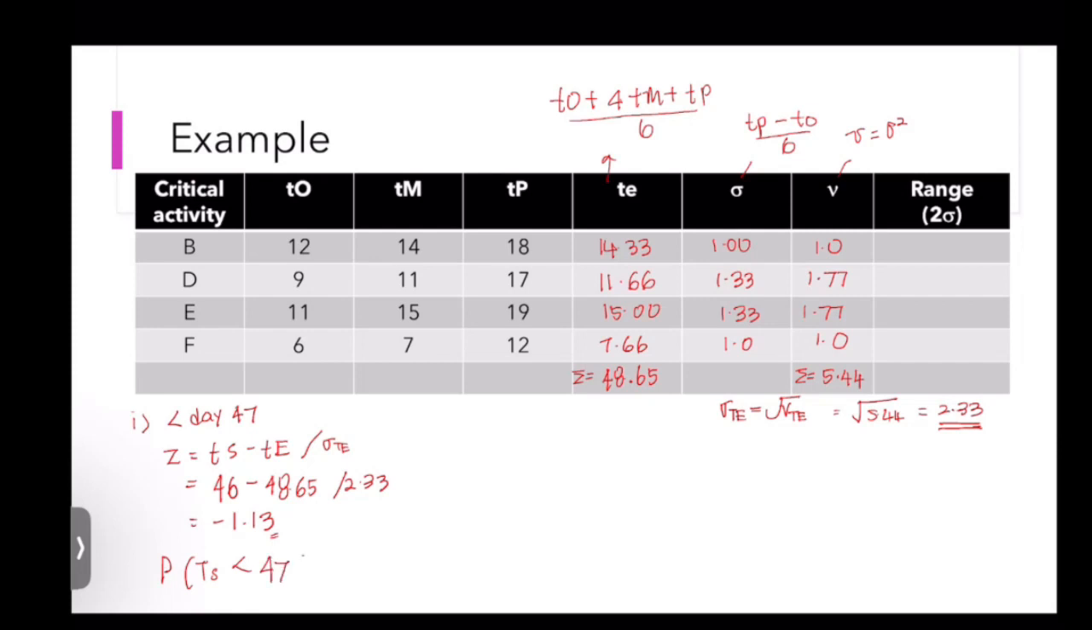47 days is 1 minus 0.8708 equal to 0.1292, which is the probability is 12.92%. That is for the first question. And then for the second question, probability the project can finish at the end of day 50.